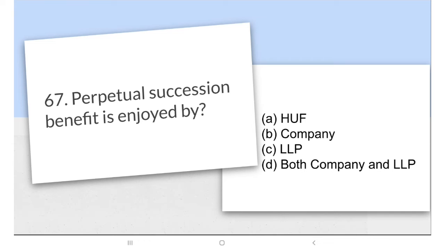Perpetual succession benefit is enjoyed by. What does perpetual succession mean? The business, the company, the entity runs despite the death, bankruptcy, insanity, change in membership, or any exit from the business of any owner or member. So we know this is applicable for company and LLP. So option D is the right answer.